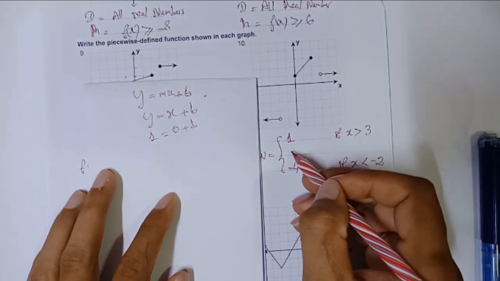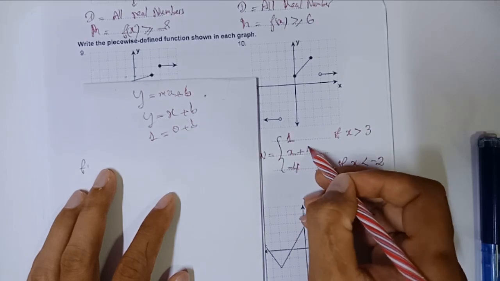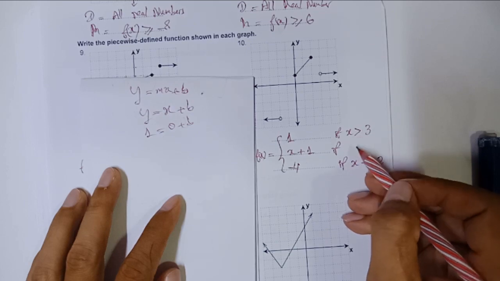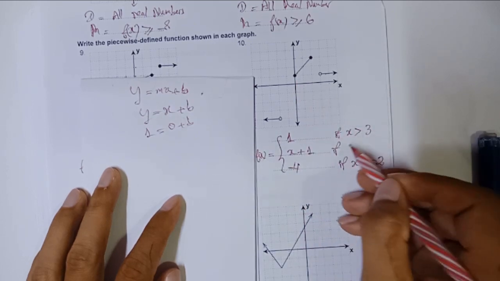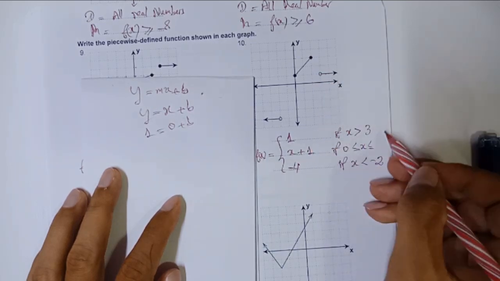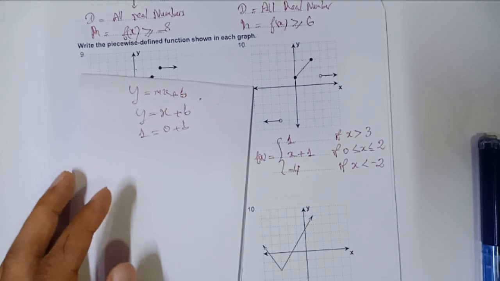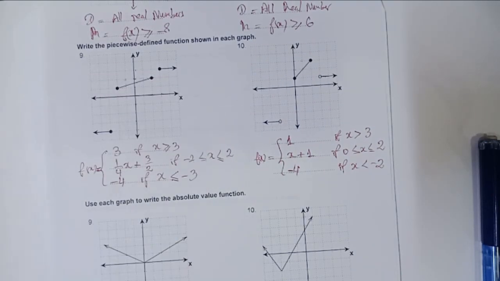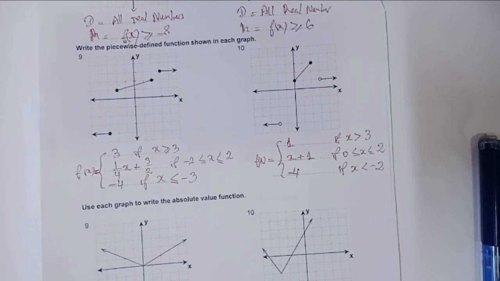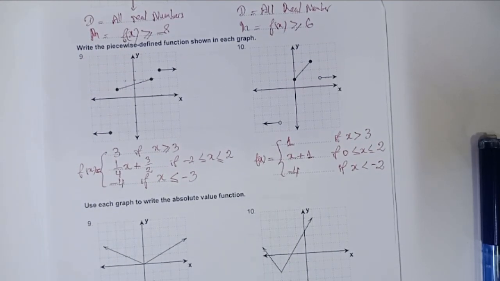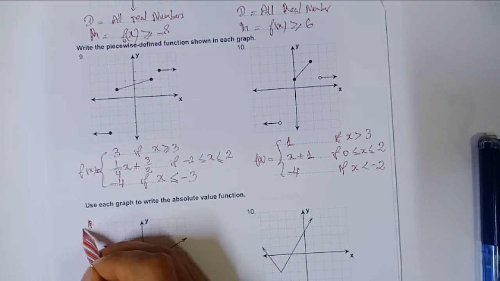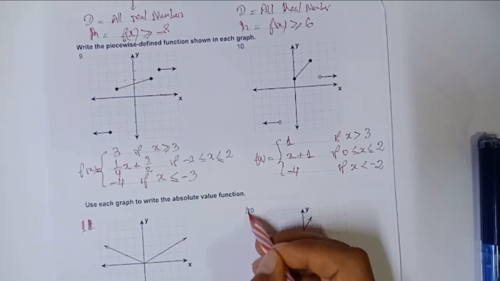So to write the function, you will have x plus 1, if that's the condition, your x value is in between 0 and 2. Okay, that is all for number 10. Now number 9, okay, I missed counting the number. It should be 9, 10, it should be 11, and should be 12.